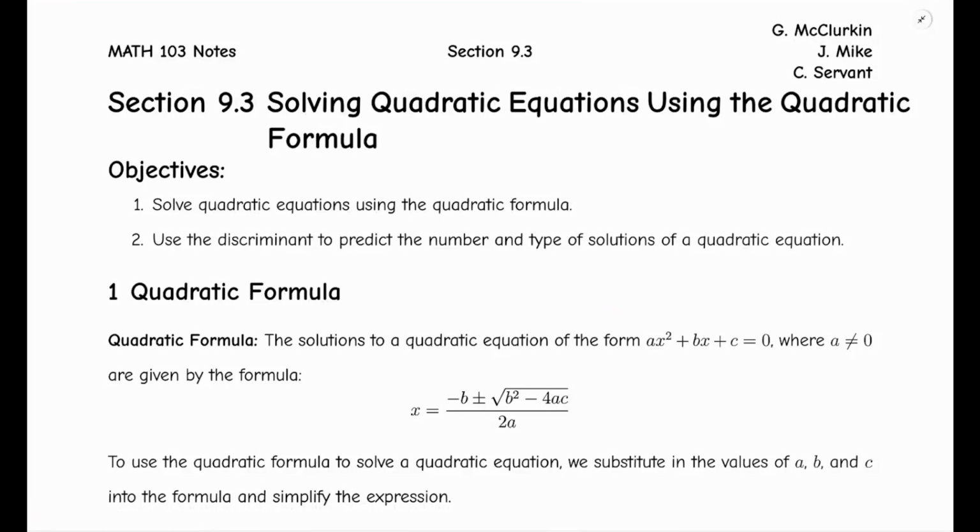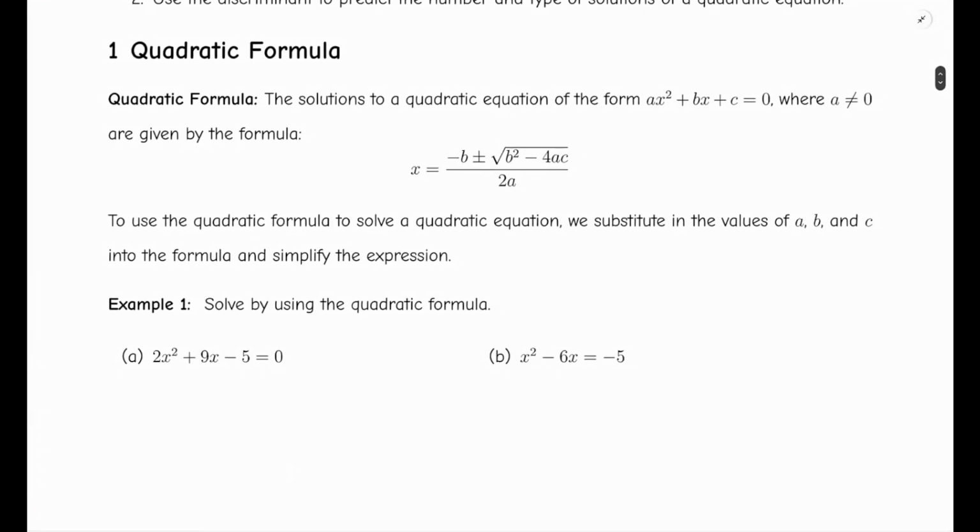Hello, this is section 9.3, solving quadratic equations using the quadratic formula. Part 1, quadratic formula.